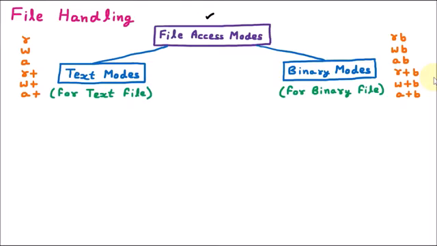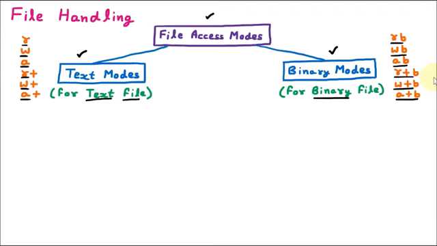So here we know that there are two types of file. The first one is called the text file. To access the text file, we have the text modes, just like read, write, append, read plus, write plus, append plus. Similarly, to access the binary file, we have the binary modes. Here we have read binary, write binary, append binary, read plus binary, write plus binary, and append plus binary. So these are the different modes in which we can access the files.